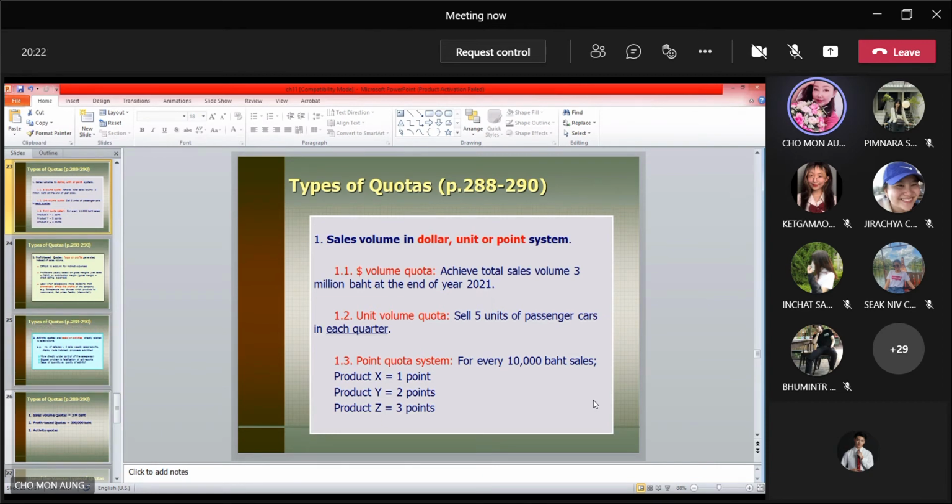The types of quota. Let's look at the definition of sales quota first. Sales quotas are the sales objectives that the company or the sales manager will set and assign to individual salespeople to achieve within a specific period of time. Listen again. Sales quotas are the sales objectives assigned by the manager or the company to individual salespersons that they have to achieve within a specific time frame.